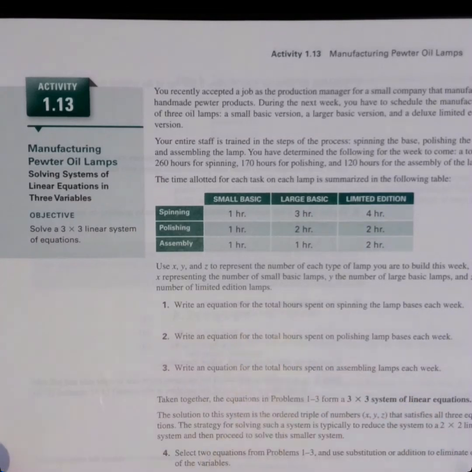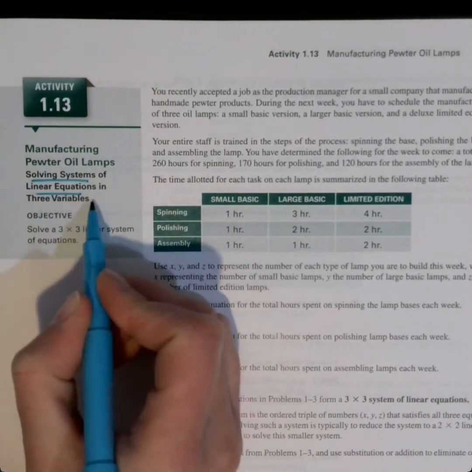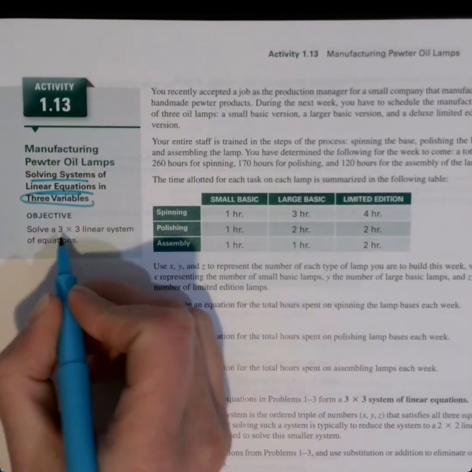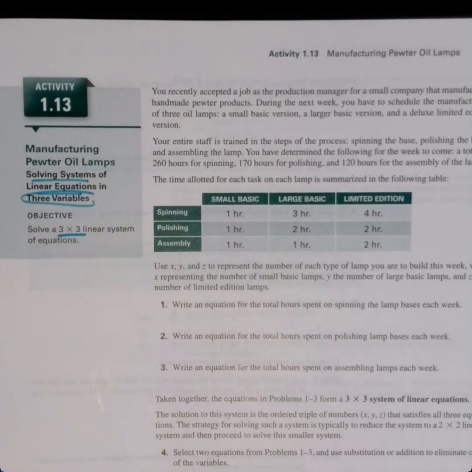In section 113, we're still working on solving systems of linear equations, but now we get to have three variables. If we have three variables, we're going to need three equations, like our 2x2 systems in the previous section. Now it's 3x3 systems. You need three equations to solve a system with three variables. Okay, let's jump into this one.